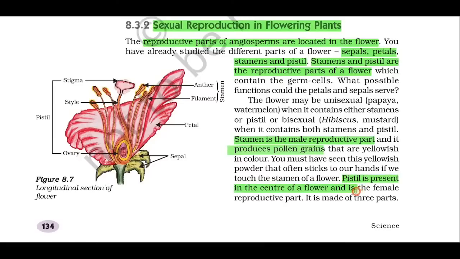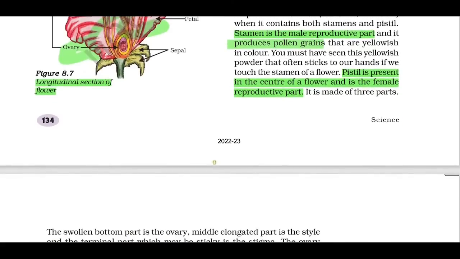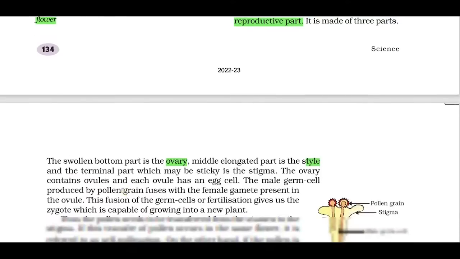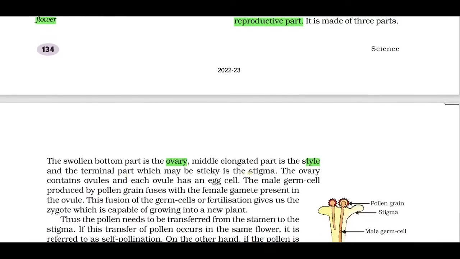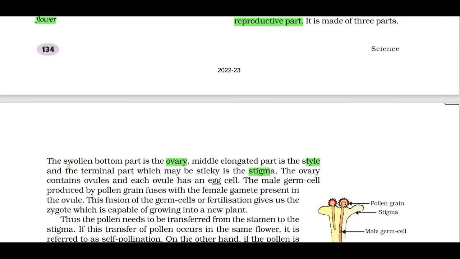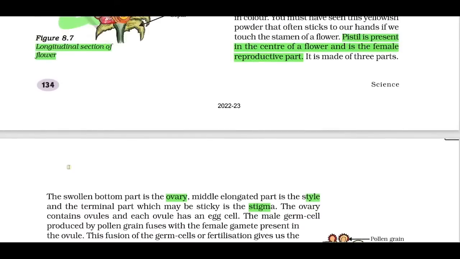So pistil is present in the center of a flower and it is the female reproductive part. The longitudinal section of flower, important 2 marks diagram. The pistil is made up of 3 parts. The swollen bottom part is called ovary, the middle elongated part is called style, and the terminal part, which is sticky, is called what? Stigma. Stigma, ovary and style are the 3 parts of the female part of the flower, that is pistil.